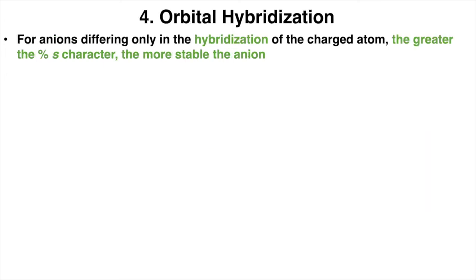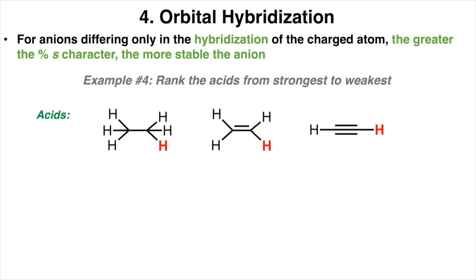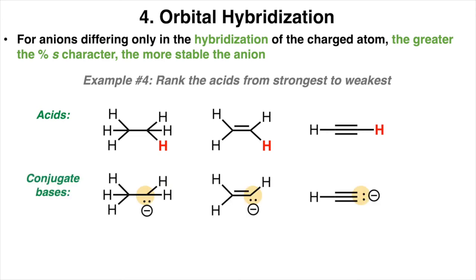And the fourth and final factor that we can use to determine anion stability is by looking at orbital hybridization. For anions differing only in the hybridization of the charged atom, the greater the percent of s character in the atom, the more stable the anion is. So sp hybridized atoms would be more stable than sp3 hybridized atoms. In this example, let's compare the acids from strongest to weakest. First, let's deprotonate the hydrogen atoms to form their corresponding conjugate bases. Now, just by comparing the carbon atoms that bear each negative charge, we can determine their hybridizations.